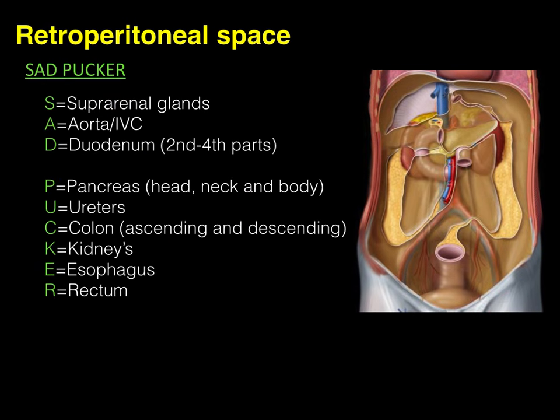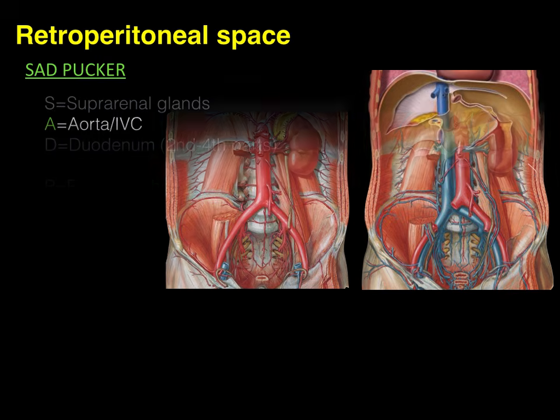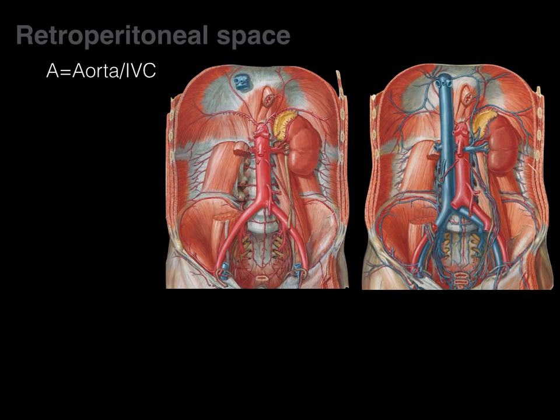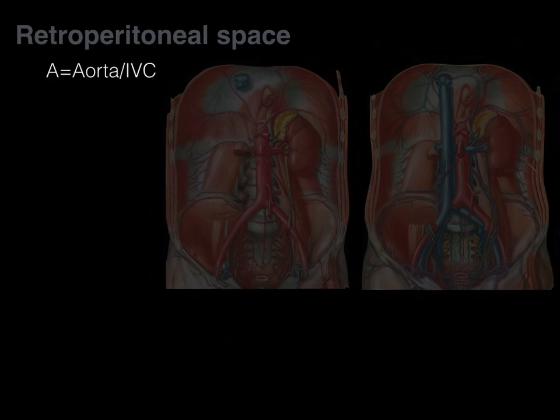Okay, so next in the SAD PUCKER is the aorta and inferior vena cava. There we've got two pictures, one on the left of the aorta and one on the right showing, or my left, your right? I never get that right. In red, there's the aorta. In blue, there's the inferior vena cava.